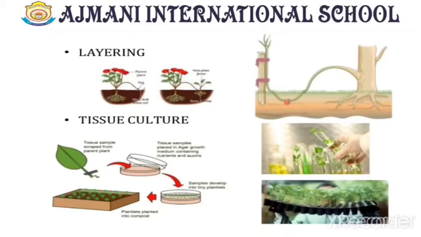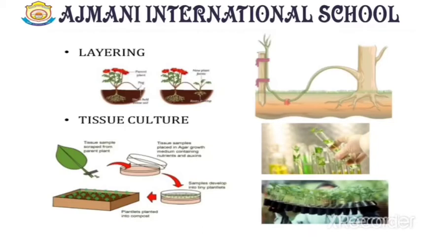Layering is usually done in plants with long and slender branches such as jasmine. Another method of vegetative reproduction is tissue culture, where tissue samples are scraped from the parent plant. Then they are placed in a separate place in a growth medium containing nutrients and auxins. Then these samples develop into tiny particles.